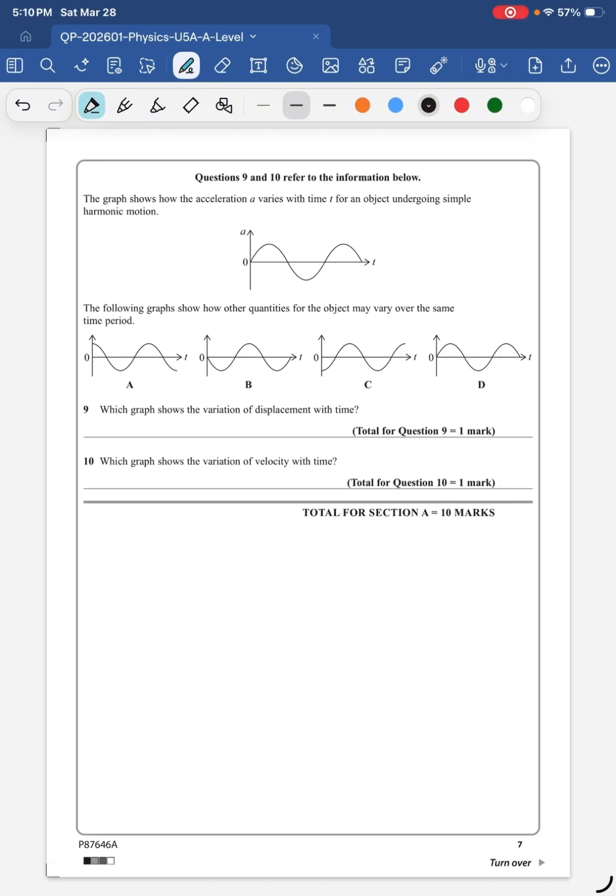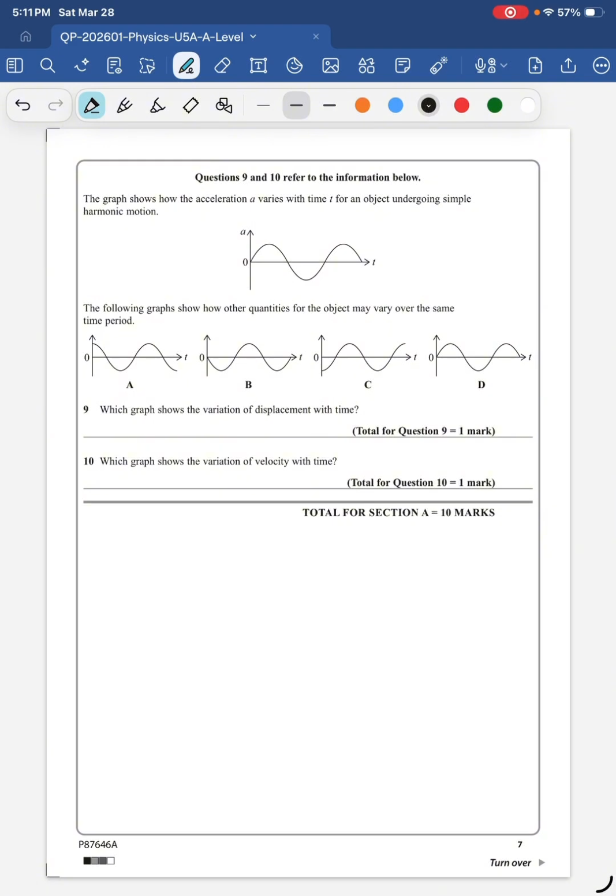Questions 9 and 10 refer to the information below. The graph shows how the acceleration a varies with time t for an object undergoing simple harmonic motion. The following graphs show how the other quantities for the object may vary over the same time. Question 9, which graph shows the variation of displacement with time?